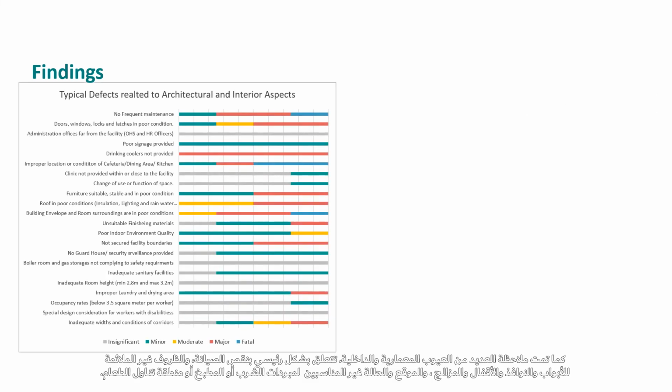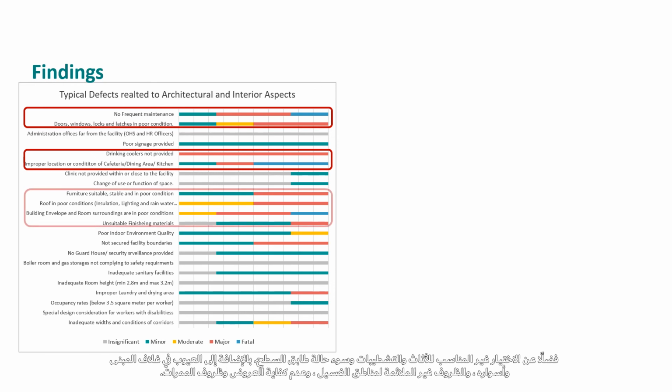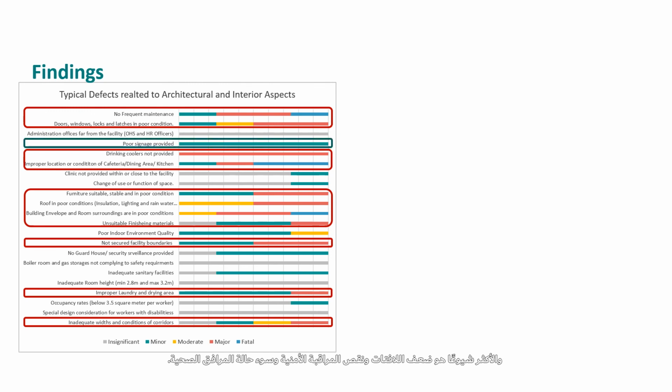Also, many architectural and interior defects were detected, mainly related to the lack of maintenance, and improper conditions of the doors, windows, locks and latches, the improper location and condition of the drinking coolers, kitchen or dining area, as well as the unsuitable selection of furniture and finishes, and the poor conditions of the roof floor. In addition to the defects in the building envelope and boundaries, the improper conditions of laundry areas, and inadequate widths and conditions of corridors. And the most commonly detected was related to poor signage, lack of security surveillance, and improper condition of sanitary facilities.